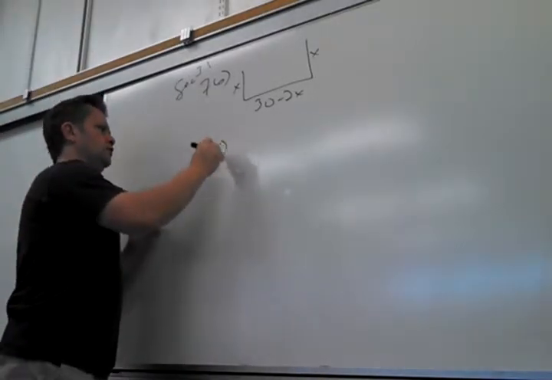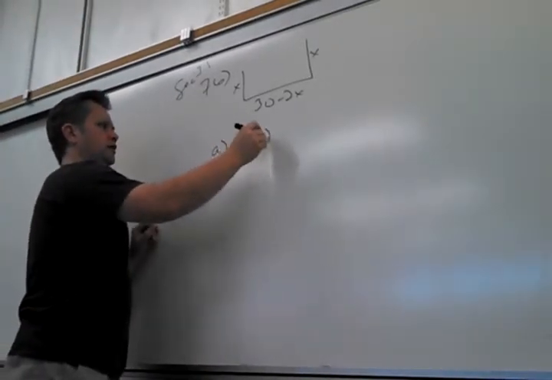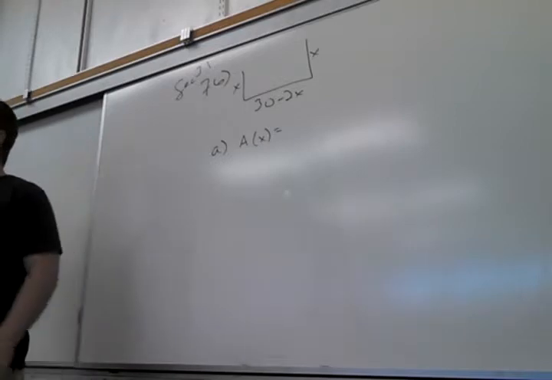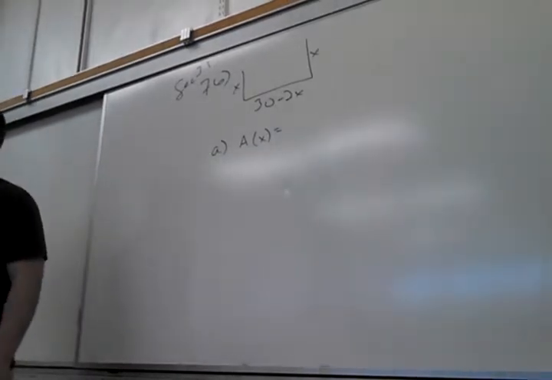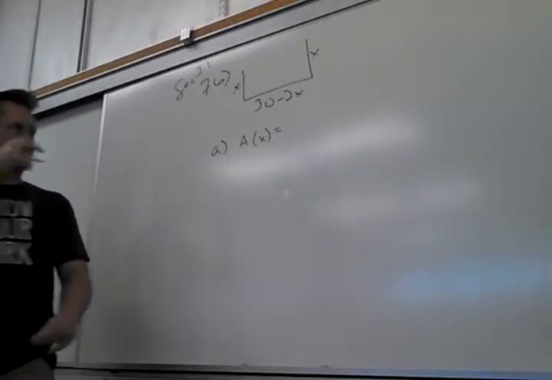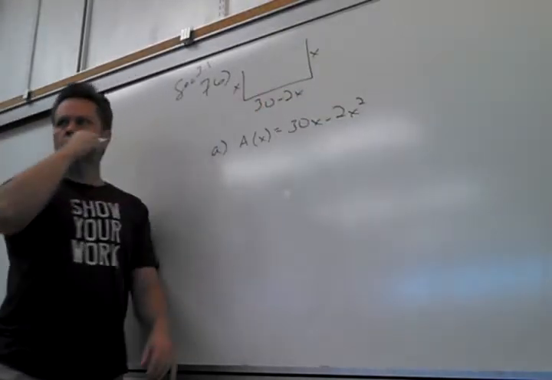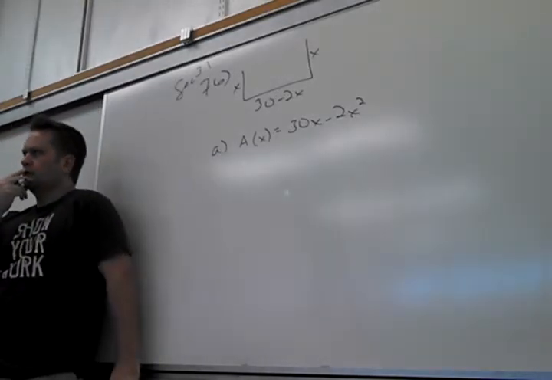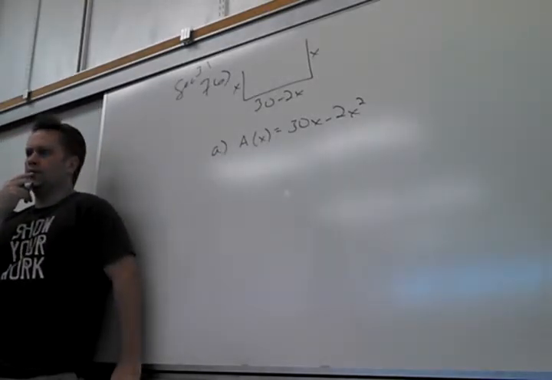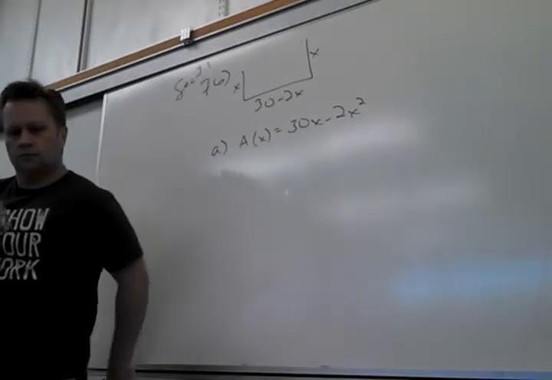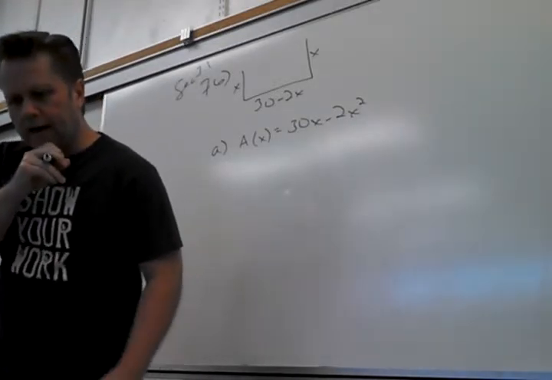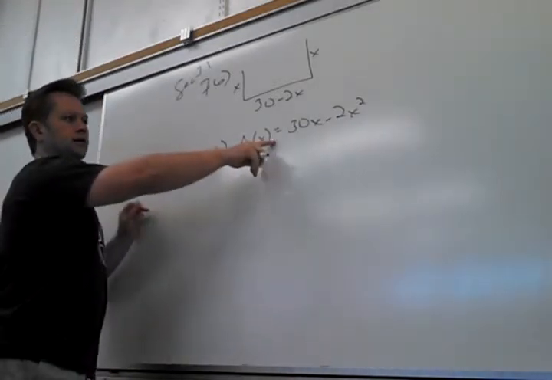So part A says, what's the cross-sectional area function? Yeah, it's a beautiful rectangle. Appreciate that. All right, so it's just 30x minus 2x squared, right? Just multiply this. Length times width. Gotta love that when that happens. So that's part A. Part B, find the value of x that maximizes this.